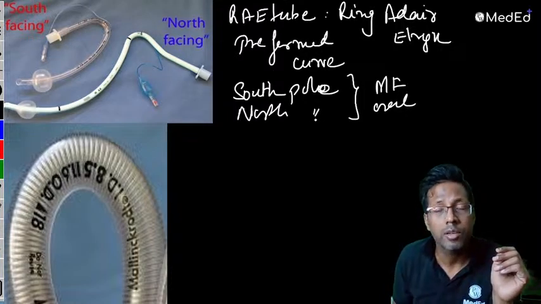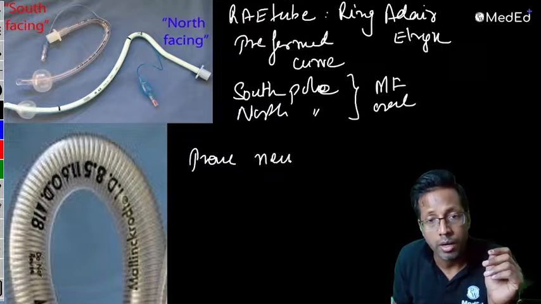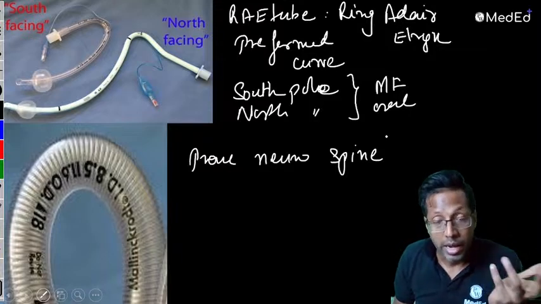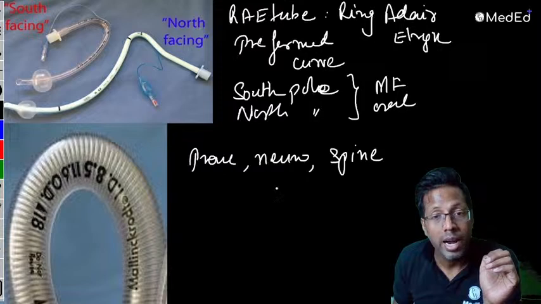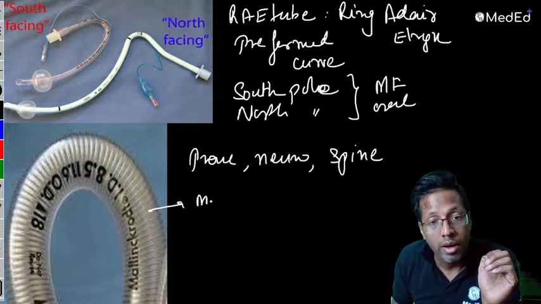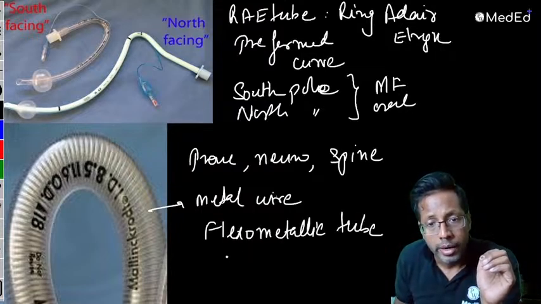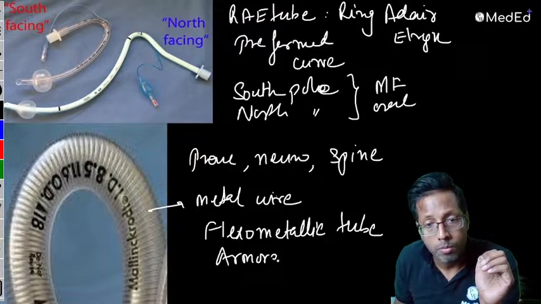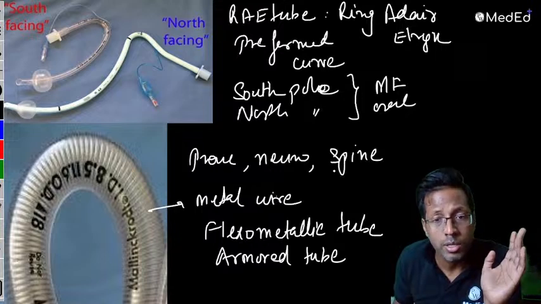Now, if you get a surgery where the patient is prone, lying down, neurosurgery or spine surgery getting done, and suddenly the tube bends, in that case what to do? Nothing can be done because the patient is lying prone. In that case, we use a tube which has a metal wire inside. It has a spiral metal wire. This is called a flexometallic tube. It is also called an armored tube. Some people also call it a reinforced tube, used for prone position, neurosurgery and spine surgery.